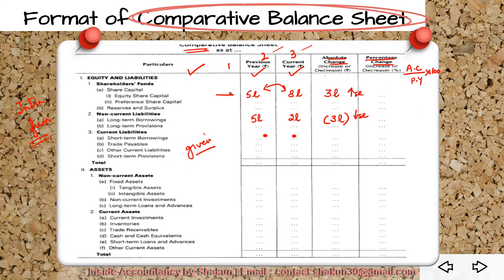If we talk about the first example that I took, the absolute change is 3 lakh divided by the previous year balance of 5 lakh into 100. This will be the percentage which will appear here. Similarly, in the next example, minus 3 lakh upon 5 lakh into 100. Now, this percentage would be negative and it will be shown in brackets. So, basically, in a comparative balance sheet, we find out whether there is an increase or decrease in the values from previous year to current year, and then we find out the percentage change. Let's understand this with the help of an example.